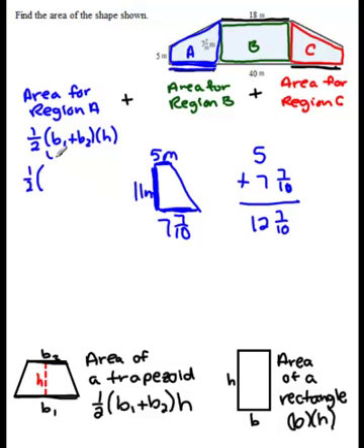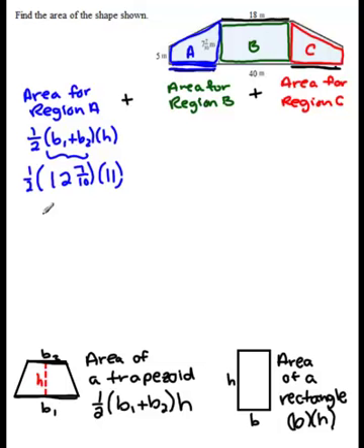So when I add these two together, I get 12 7/10 times the height, which is 11. To multiply these three together, I'm going to rewrite 12 and 7/10 as an improper fraction. So 1/2 times, rewriting 12 and 7/10 as an improper fraction, I'm going to take 10 times 12 and get 120, plus the 7 left over is 127, and that's how many tenths we have.